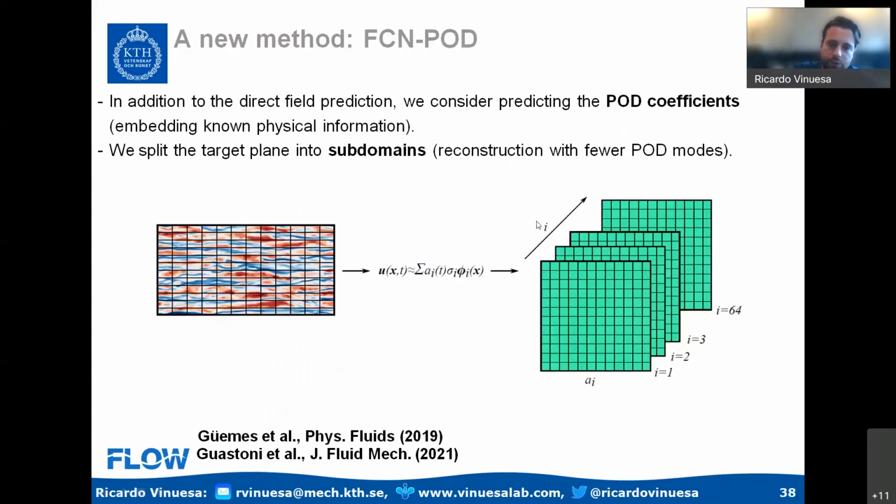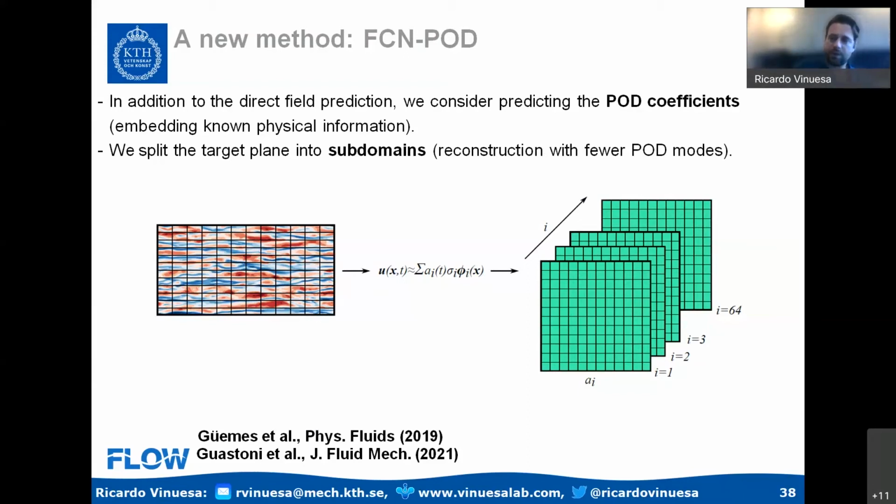So in addition to the method that I showed before, where I have just a fully convolutional network predicting everything from the input to the output, what I'm going to consider now is another approach based on POD. POD is proper orthogonal decomposition. If you're not familiar with it, maybe you're familiar with SVD, singular value decomposition, or PCA, principal component analysis. These are basically the same algorithm with small variations.